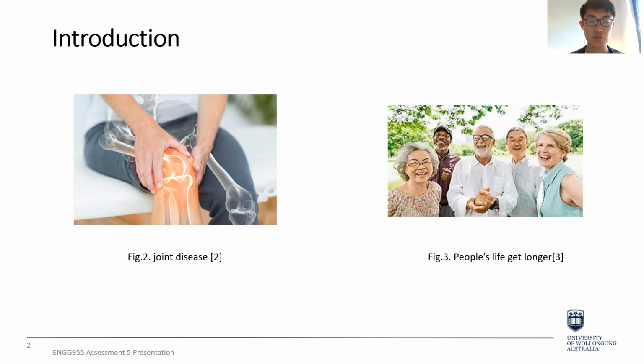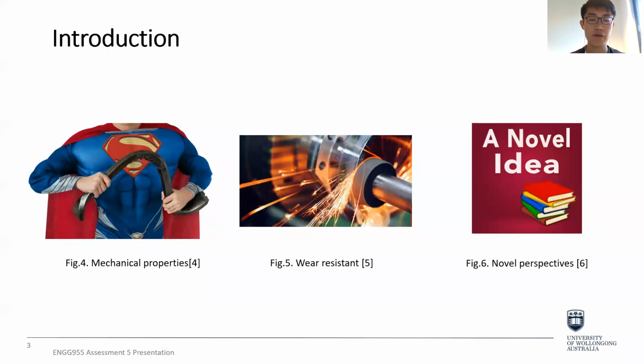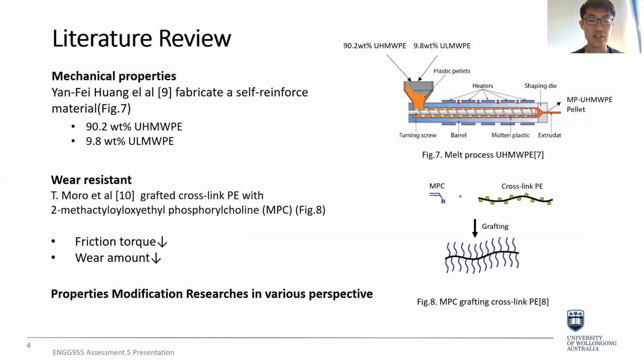The purpose of this report is to survey the research on artificial knee joint and summarize the improvements of different properties after conducting surface modification. This report will introduce improvements of properties from three perspectives: mechanical properties, wear resistance, and other novel perspectives. Although the improvement of each property was achieved successfully, there are many problems. In the future, scientists should find the material or method to enhance properties of artificial knee joint at the same time.